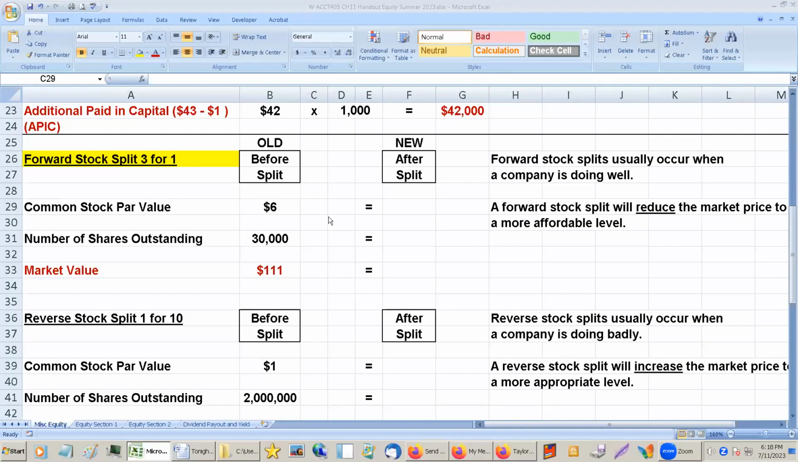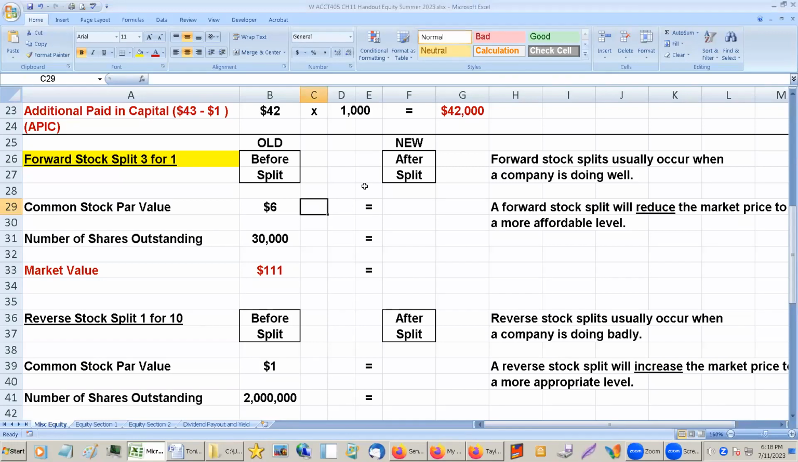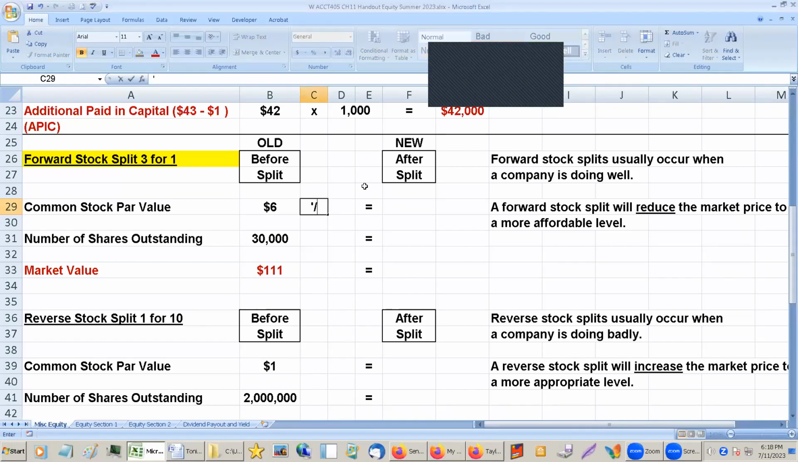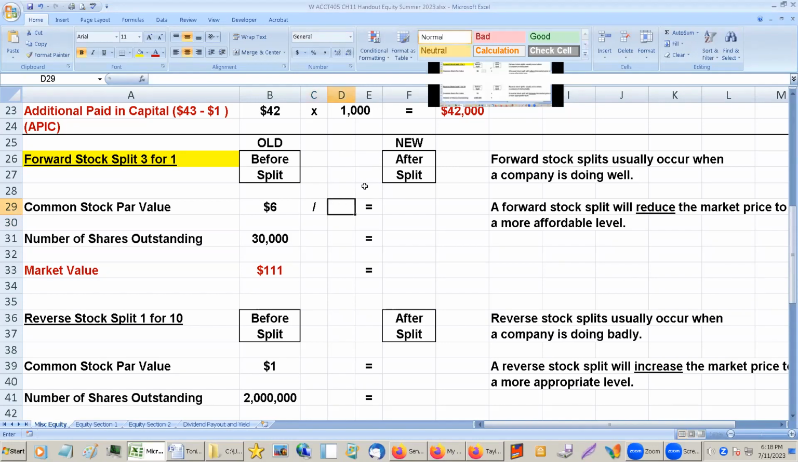So one of them is going to be broken up into 3 of them, and we're going to have to allocate the par value over it. So we're going to divide it by 3. So the new par value will be 6 divided by 3, $2 a share. Now you're going to have 3 times as many shares of stock, but the par value is only going to be $2 now.